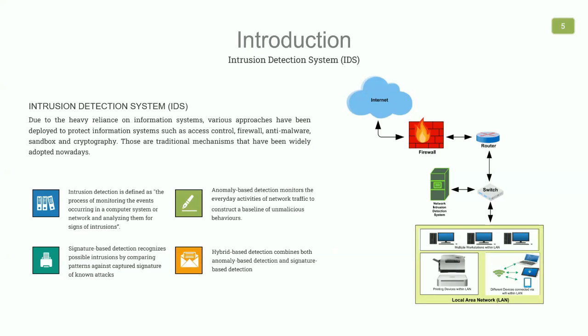An intrusion detection system can be defined as the process of monitoring the events occurring in a computer system or a network and analyzing them for signs of intrusion. An IDS can be designed based on three detection methods, which are signature-based detection, anomaly-based detection, and hybrid detection, which combines both anomaly detection and signature-based detection. In this paper, we will focus on network anomaly-based IDS to build an efficient machine learning-based intrusion detection system.